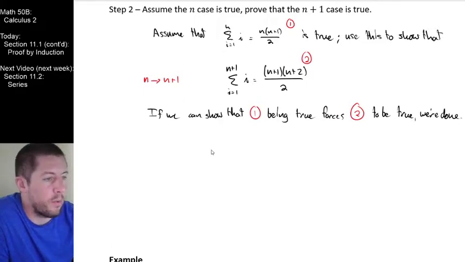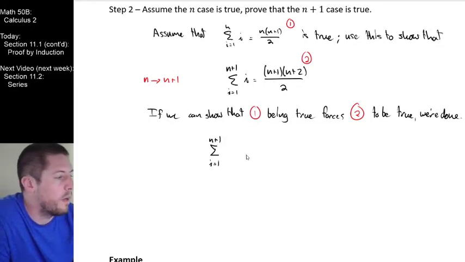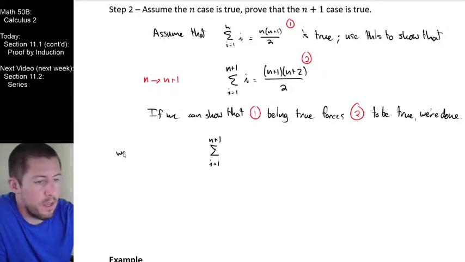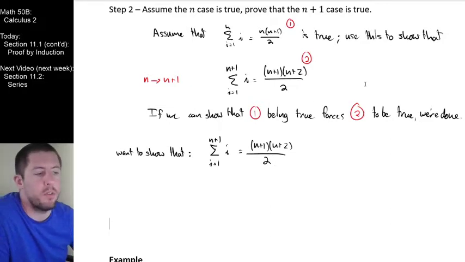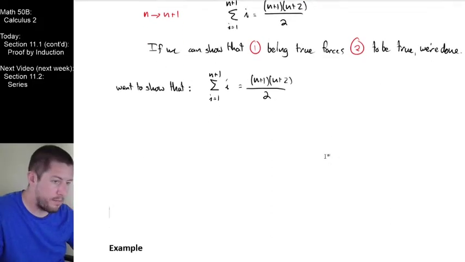So I'm going to start with this quantity right here, and I'm going to say, look, notice the sum from i equals 1 to n plus 1, what does this actually look like, right? So let me say, I want to show that the sum from i equals 1 to n plus 1 of i is equal to (n plus 1)(n plus 2) over 2. All right, so what I'm going to do is rip apart that sum on the left right here.